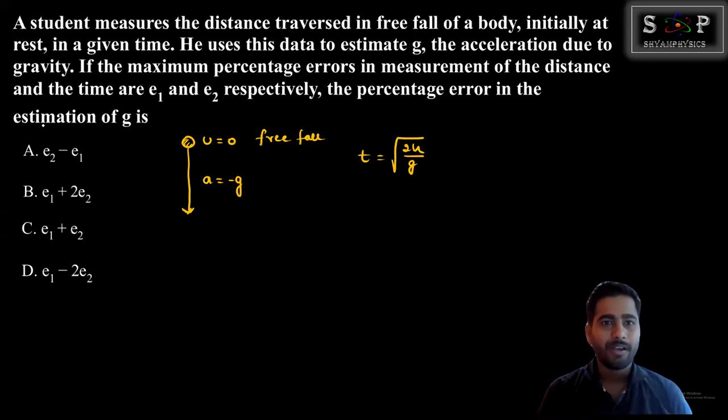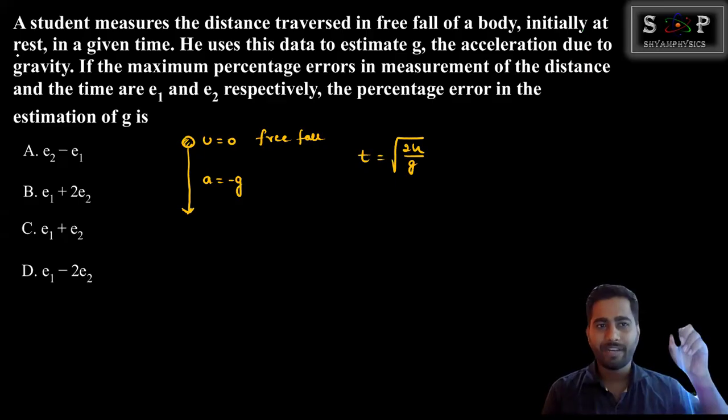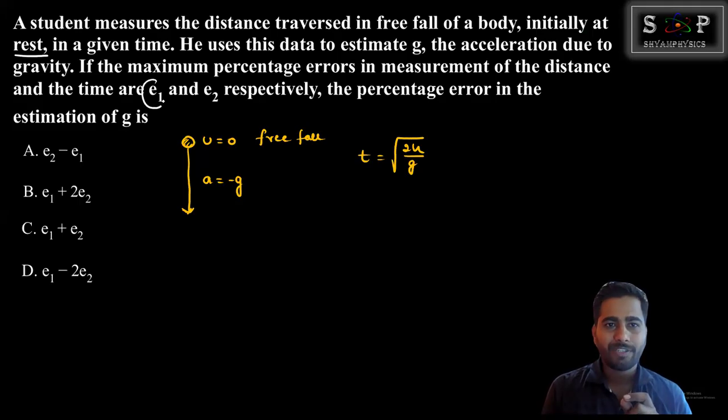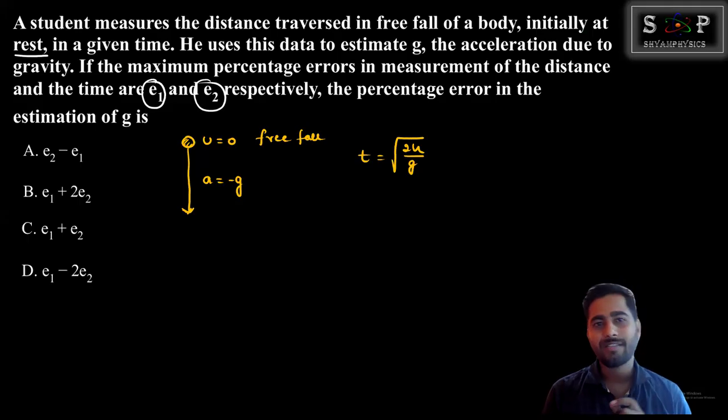Next question: a student measures the distance traveled in free fall of a body, initially at rest, meaning we are dropping an object, in a given time. He uses this data to estimate g, the acceleration due to gravity. If the maximum percentage errors in the measurement of distance and time are e1 and e2 respectively.